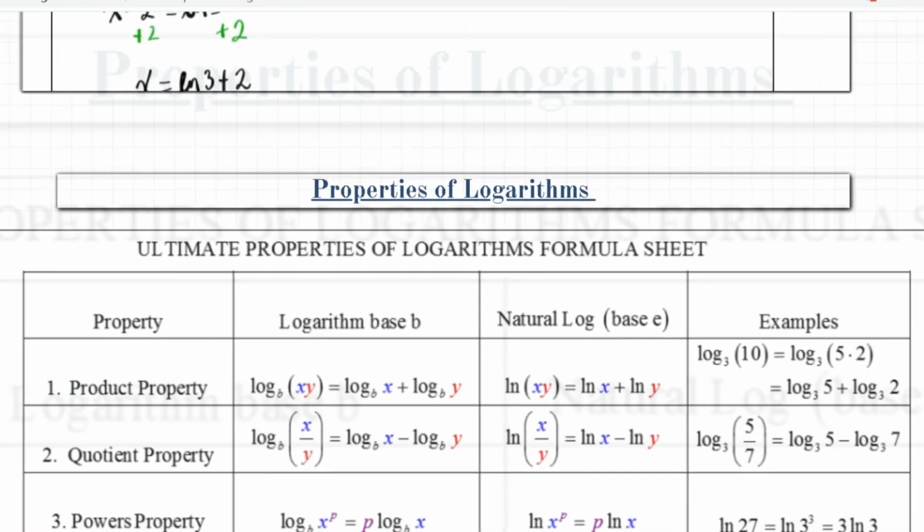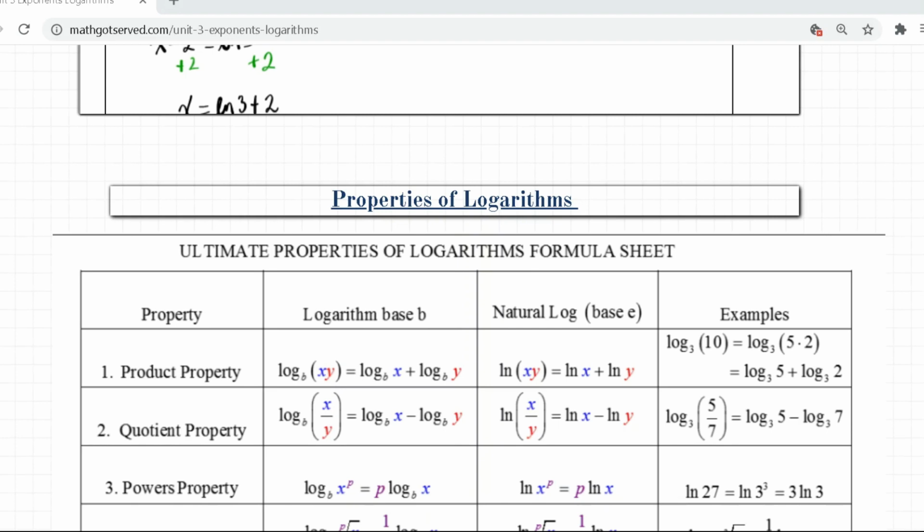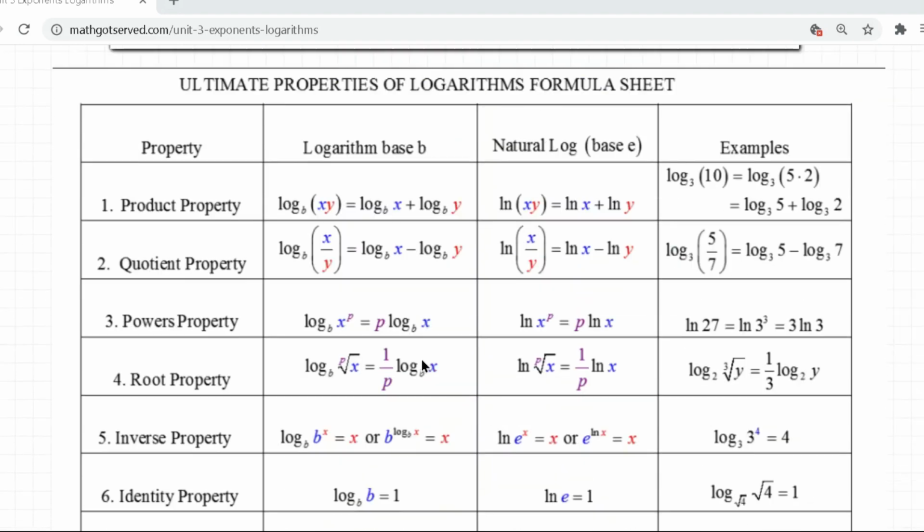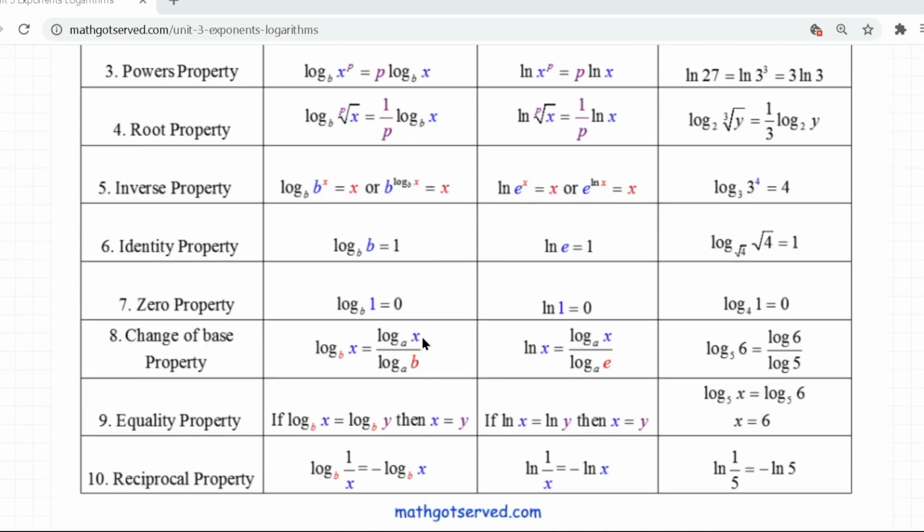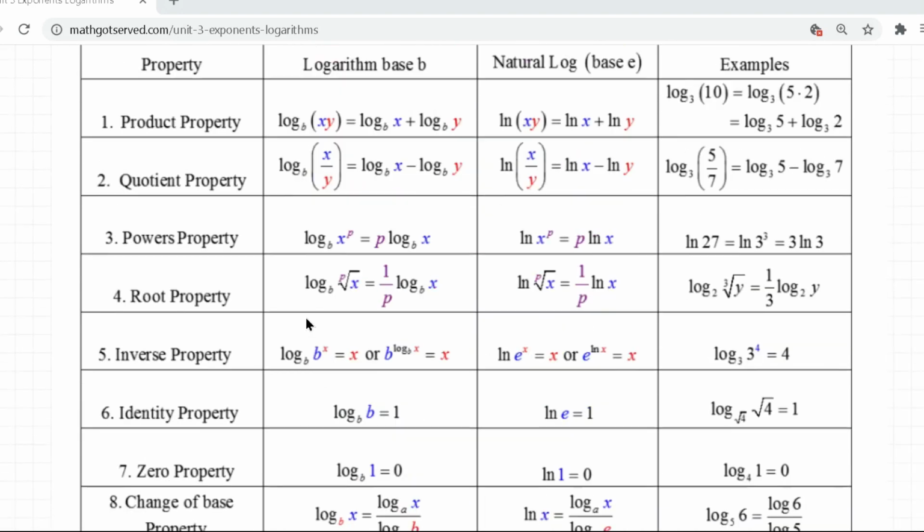We're going to be taking a look at the property of logs that will be guiding our problem solving process. The property is the inverse property of logarithms. We have our ultimate properties of logs formula sheet on our website at mathgotserved.com, either in Pre-Calc or Algebra 2 under the logarithms section. If we scroll down to property number 5 in our ultimate properties of logarithms, there are a total of about 10 here. You can see the property that we're going to be using for this presentation. We have it in terms of log base b and log base e, the natural log.